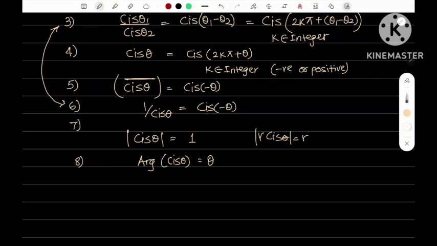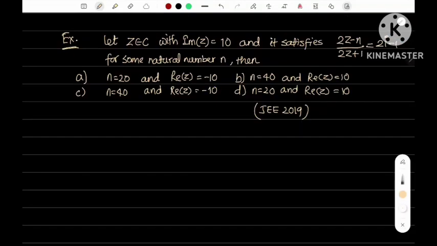And let us solve some examples now. The first example is: let z be a complex number with imaginary part of z equal to 10, and it satisfies (2z minus n) divided by (2z plus 1) is equal to 2i minus 1 for some natural number n. Then these four options are given. We have to find the correct option.